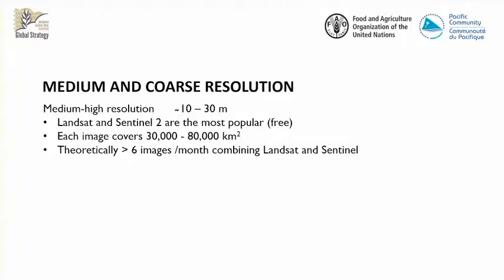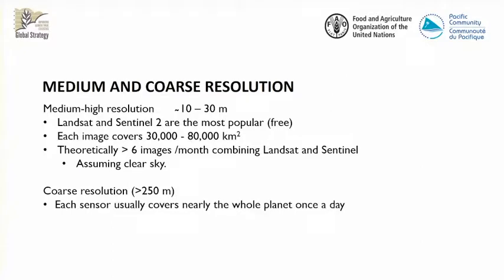And lastly, we have coarse resolution. Coarse resolution is where 1 pixel is larger than about 250 meters. With coarse imagery, we're able to cover a larger area per day. The most popular satellite for coarse resolution is MODIS, and MODIS provides about 10 images. Because we're able to capture more images, we can composite them to take out the clouds.